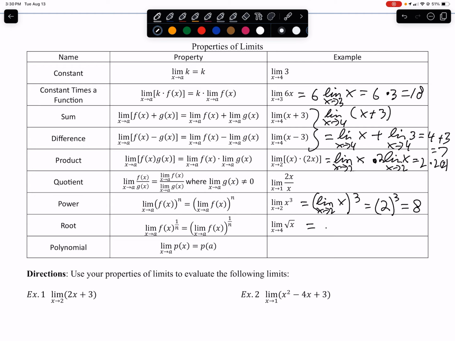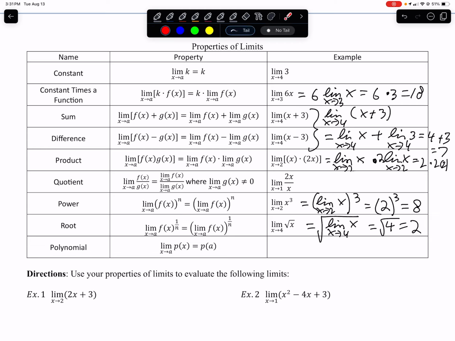So I can take the limit of the inside function. What's the inside function? It's x. Then take the square root. So I take the limit of the inside function, then square root it. What's the limit of x as x approaches 4? We learned if it's y equals x, the limit is just what the function is approaching. And so that'll get us an answer of 2.